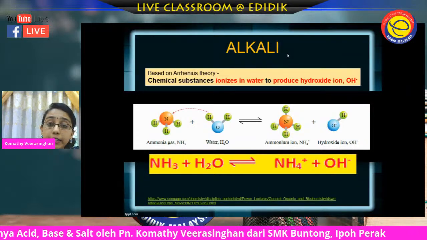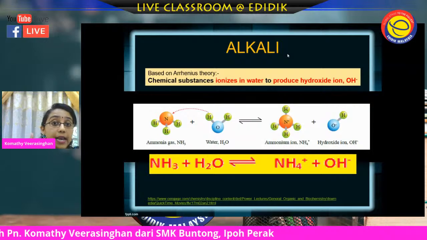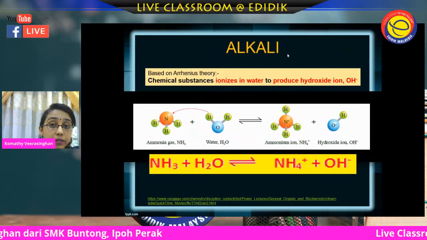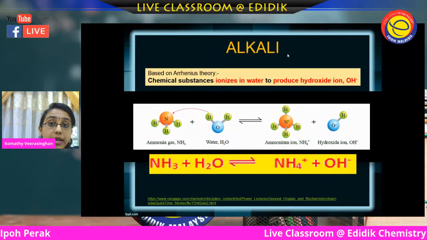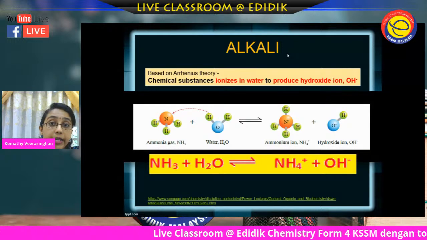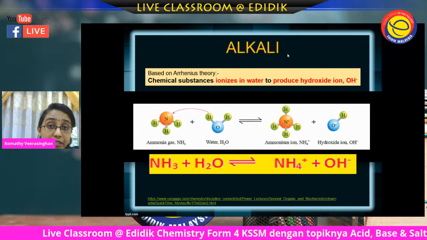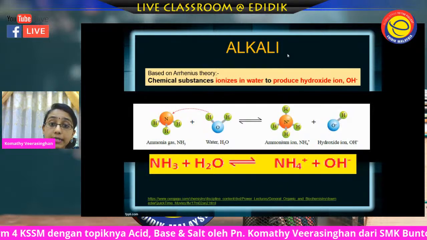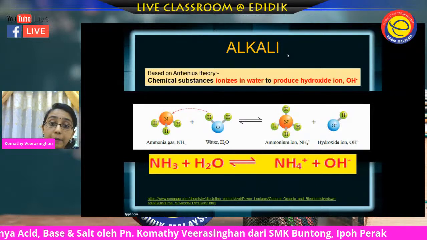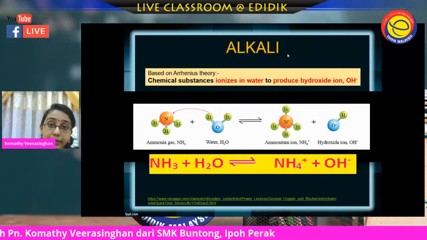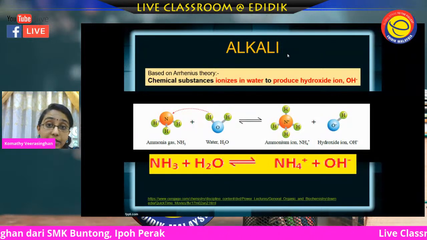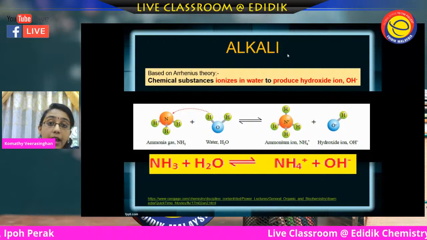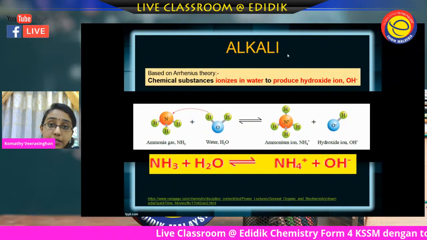Class, don't get confused with acid. Acid does ionize in water, but it must produce hydrogen ions. If the substance produces hydrogen ions, then the substance is an acid. But now, the substance ionizes in water and produces hydroxide ions. So when hydroxide ions are produced, we can classify the substance as alkaline.